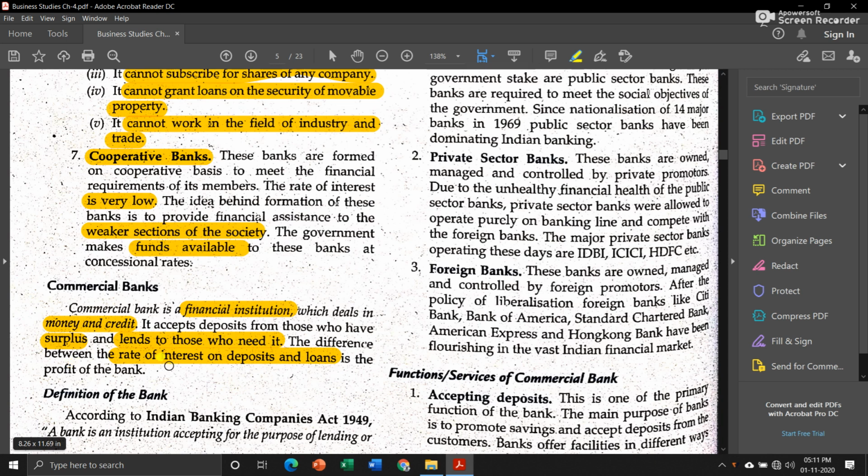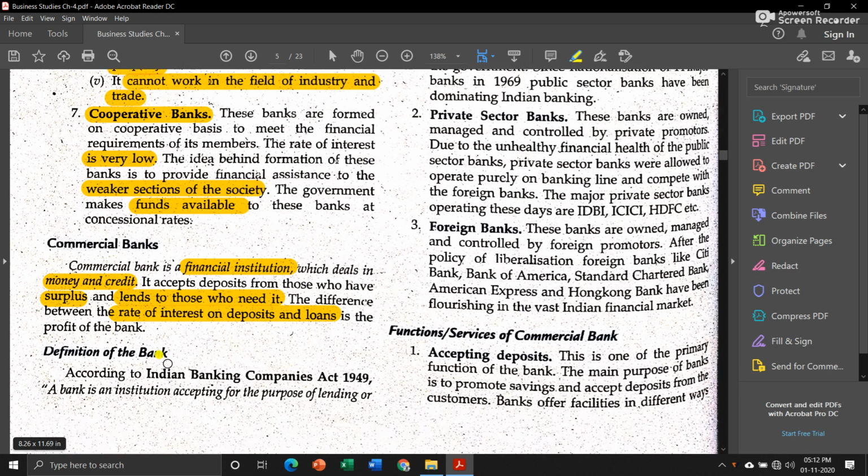Suppose when I deposit my money in a commercial bank, the bank will provide me around 2 to 3% interest. But when the bank gives that deposit to other people as a loan, it will take 7 or 7.5% interest from that person. So the difference between this 2 to 3 percent and 7 or 7.5 percent is the profit of the bank. Now let us see the definition of a bank.